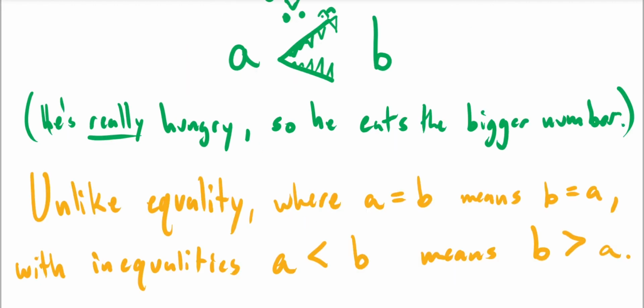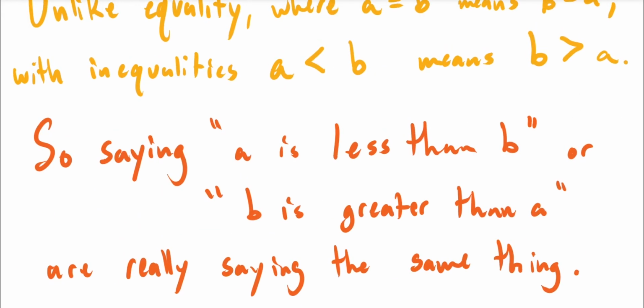Unlike equality, where if a is equal to b, that automatically means that b is equal to a, with inequalities, something slightly different is true. If a is less than b, then that means that b is greater than a. So you can flip the direction, but you also have to flip the inequality. So saying that a is less than b or saying b is greater than a is really saying the same thing. Those two are logically equivalent.